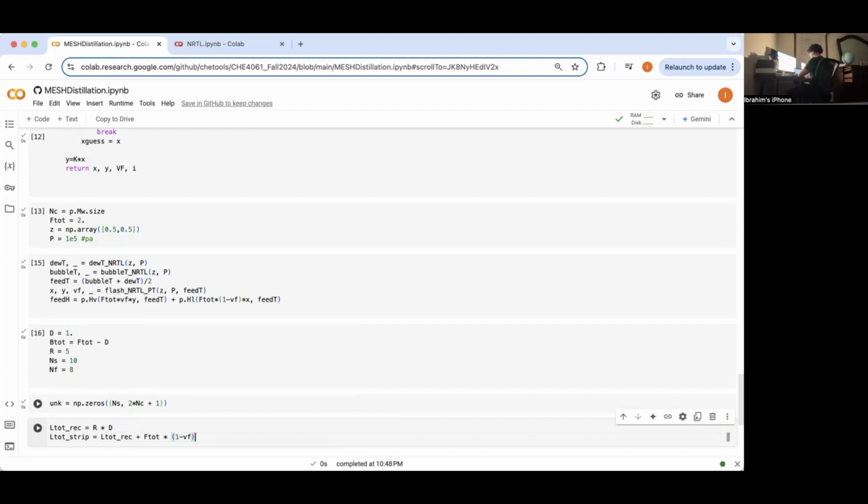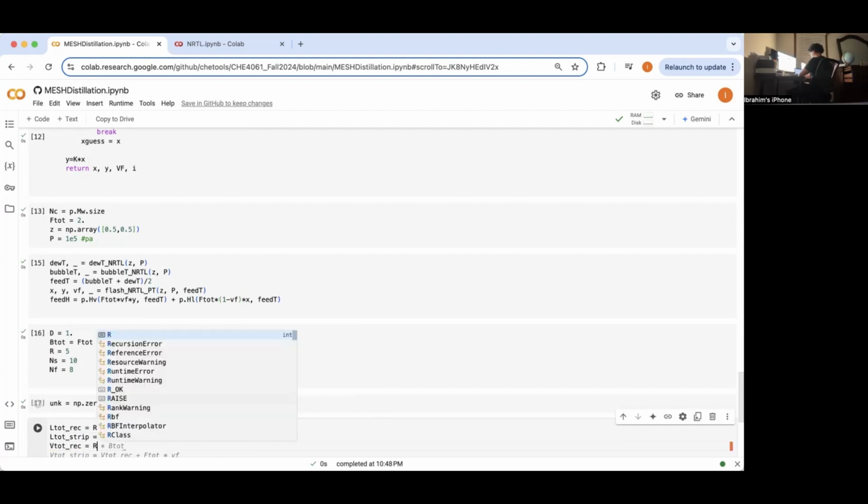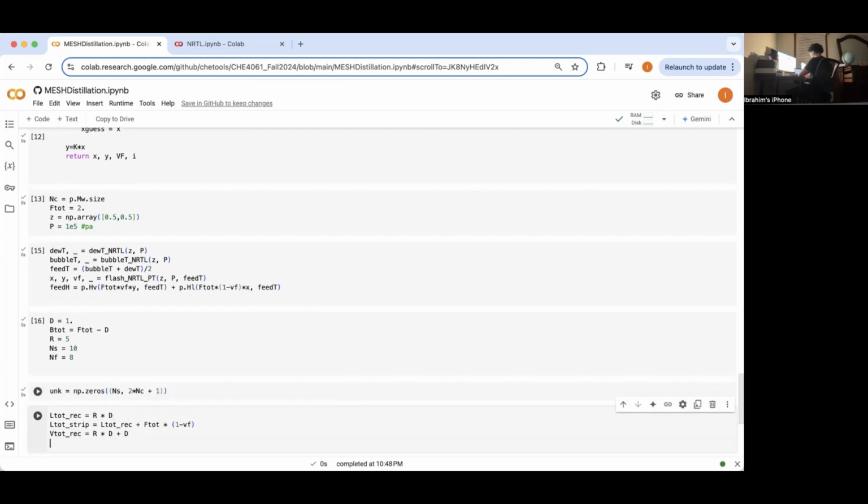Okay. Paper feed. Okay. So we want to go ahead and do this for our vapors. So we're going to label this as V_tot_rec, and this is just going to be equal to R. So it's going to look similar: our reflux times our distillate plus our distillate.